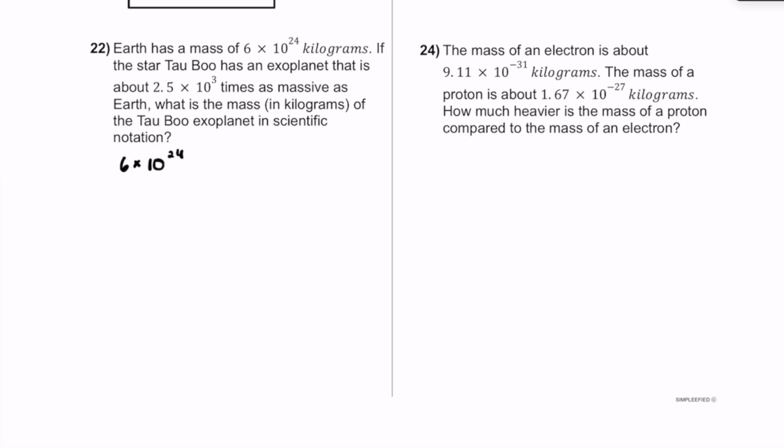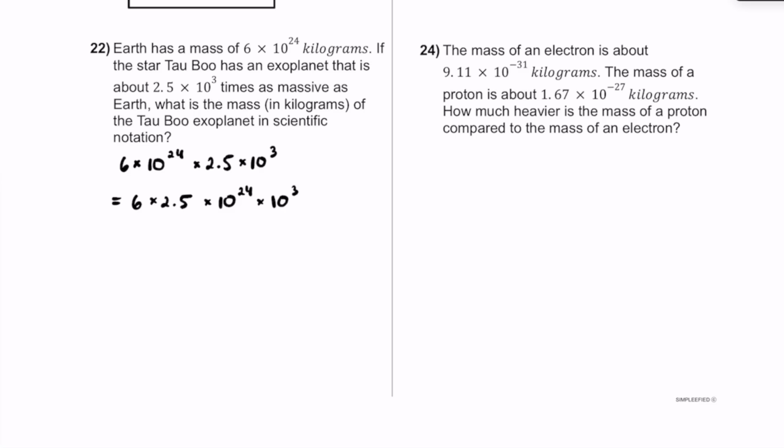And then we know the exoplanet here is going to be 2.5 times 10 to the third power times larger. So we're going to just multiply these two expressions in scientific notation here. Of course, we can go ahead and rearrange this. So it's going to be 6 multiplied by 2.5, and then multiply by 10 to the 24th power times this 10 to the third power.